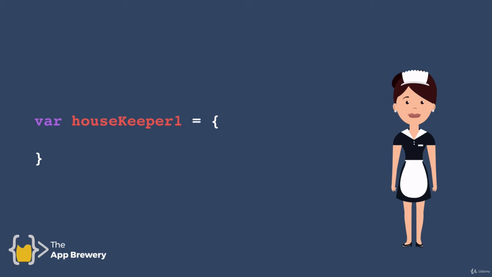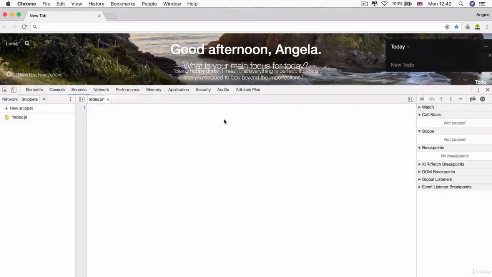So I want you to have a go at creating objects. So head over to the Sources tab inside the Chrome Developer Tools, and I want you to create a new object that is housekeeper1, and she needs to have a number of properties.